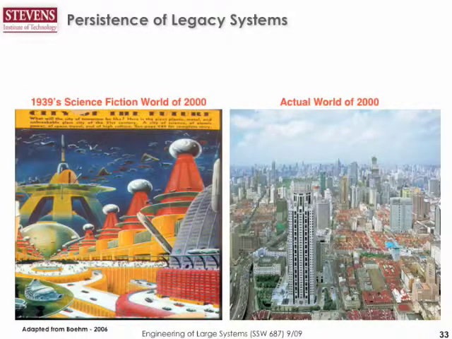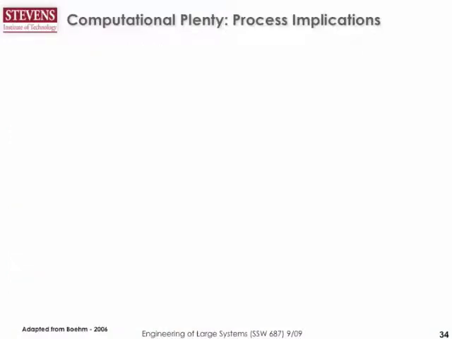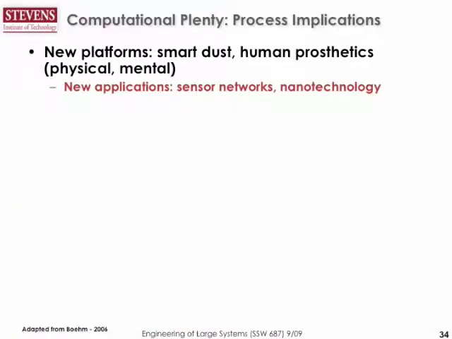Have you ever wondered why the cities of today don't look like those modern cities as they were projected in science fiction? Well, one reason is because everything generally is based on legacy systems, and that legacy constrains systems evolution from now on.